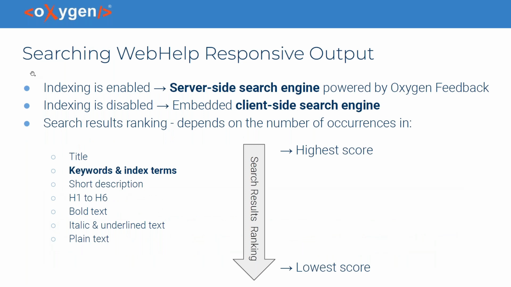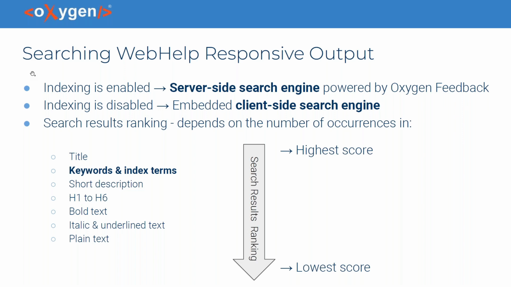When content indexing is enabled for a site's version, the corresponding WebHelp responsive output will use Oxygen Feedback as the search engine when users search the published content. On the other hand, if the content indexing is disabled, the search will be performed using the JavaScript search engine bundled in the WebHelp responsive output.